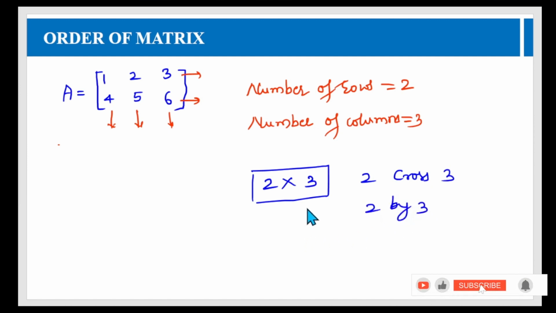2 by 3 ಅಂದರೆ ಯಾವುದೊಂದು ಮ್ಯಾಟ್ರಿಕ್ಸ್ ಆರ್ಡರ್ ಬರೀಬೇಕಾದ್ರೆ ಫಸ್ಟ್ ಏನು ಬರೀಬೇಕು? ನಂಬರ್ ಆಫ್ ರೋಸ್ ದೆನ್ ನಂಬರ್ ಆಫ್ ಕಾಲಮ್ಸ್. ಅಂದರೆ ವಾಟ್ ಇಸ್ ದ ಆರ್ಡರ್ ಆಫ್ ದಿಸ್ ಮ್ಯಾಟ್ರಿಕ್ಸ್? ಎ ಈಸ್ 2 cross 3. ಫಸ್ಟ್ ಏನು ಬರೀತೀರಾ? ರೋಸ್ ಕ್ರಾಸ್ ದೆನ್ ನಂಬರ್ ಆಫ್ ಕಾಲಮ್ಸ್.